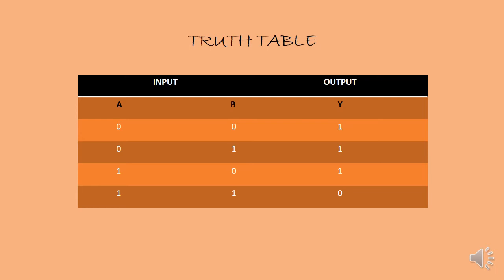When A is 1 and B is 0, 1 dot 0 is 0, that means the inverted output gives 1. When both inputs are at logic high state, that means A is 1 and B is 1, 1 dot 1 is 1. Inverted output is 0, so we get 0 output. So this is the truth table of a NAND gate. Next, we will learn how to construct a NAND gate using discrete circuit components.